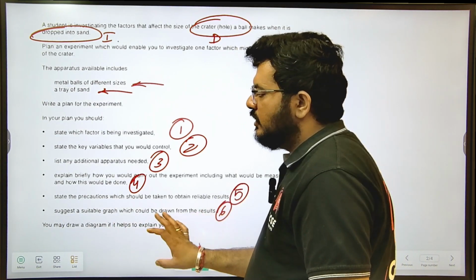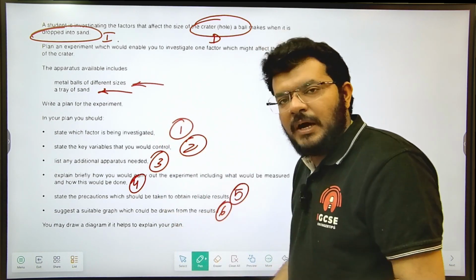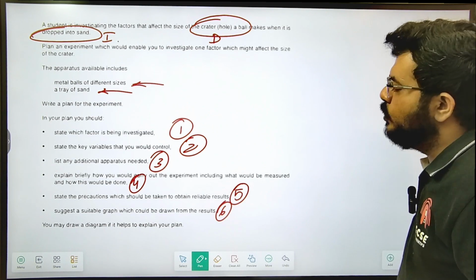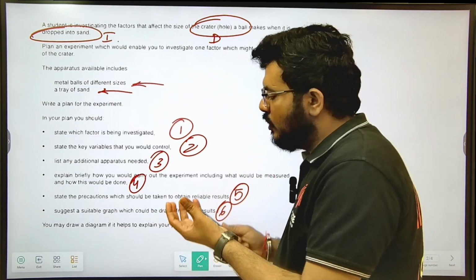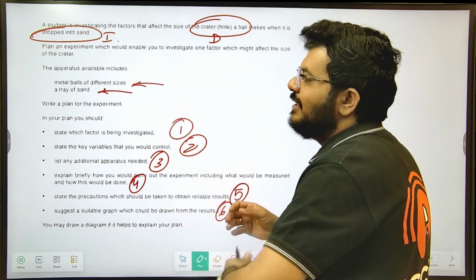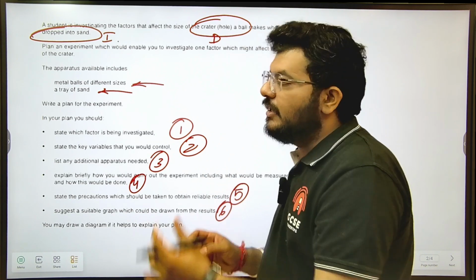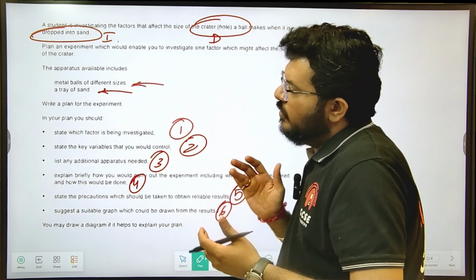But see, if you write proper steps, then this is already marked, right? So what will I do? Let's think about it. See, I'll take one ball and drop it from a constant height, right? Then take another ball, drop it from the same height. Take another larger or smaller ball, take it and drop it from the same height.